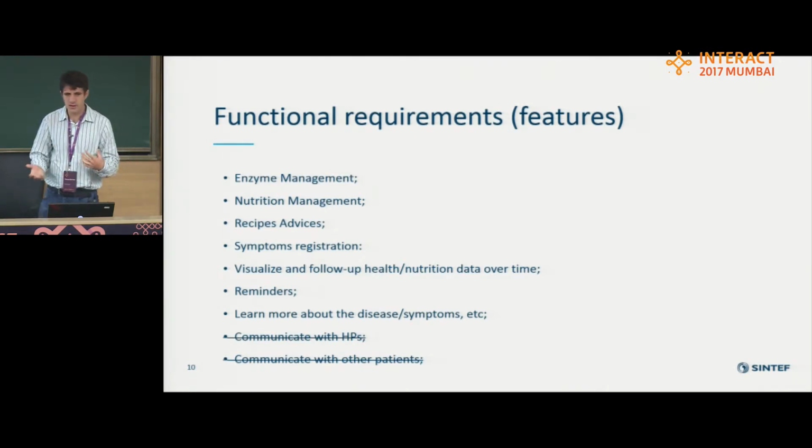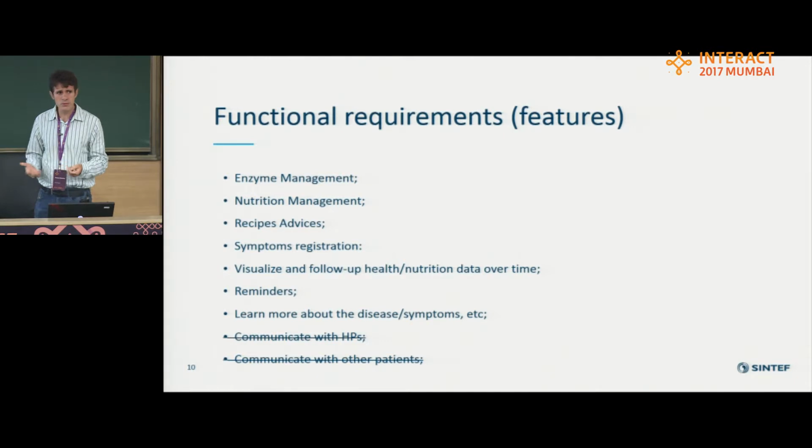And in line with that, there was the aspect of recipes, that they wanted to get some hints about recipes that were proper for people with CF, so with a lot of fat intake, because they would often get a bit bored about eating the same things, and they were looking for additional inspiration. I thought that would be very nice to receive from the app.